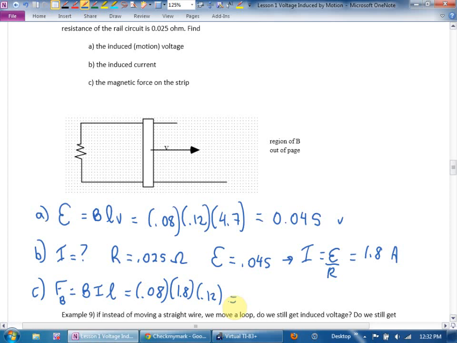What do you get for magnetic force? Probably pretty small. Not teslas, we're in newtons. 0.017 newtons.